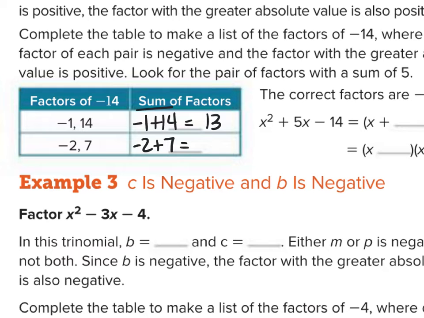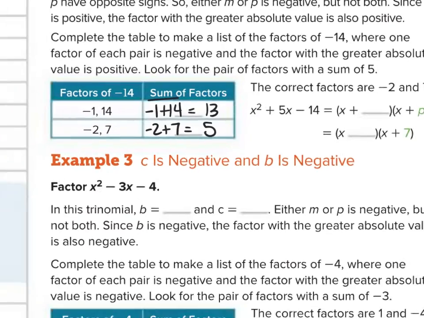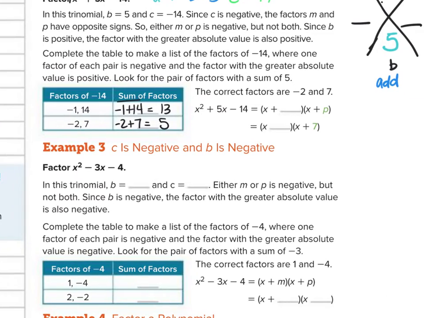Negative 5. Close. Which one's bigger? Negative 2 or 7? 7, right? 7, so it keeps the positive sign. Remember that? I said 5. Oh, I thought you said negative 5. I'm sorry.